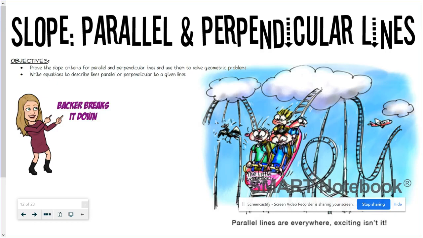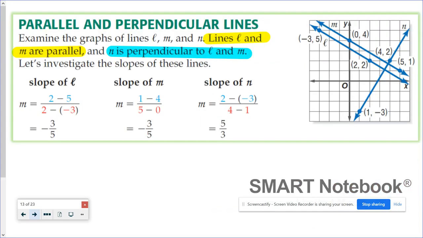In today's lesson, we're going to look at slope and parallel and perpendicular lines. So let's first investigate the slope and come up with criteria for parallel and perpendicular lines. In the graph there, lines L and M are parallel, and N is perpendicular to L and M. So let's investigate the slopes of these lines. What do you notice? What do you wonder?